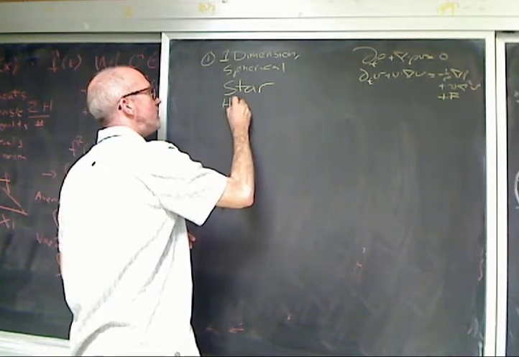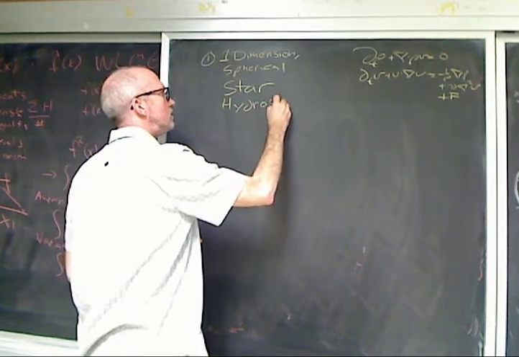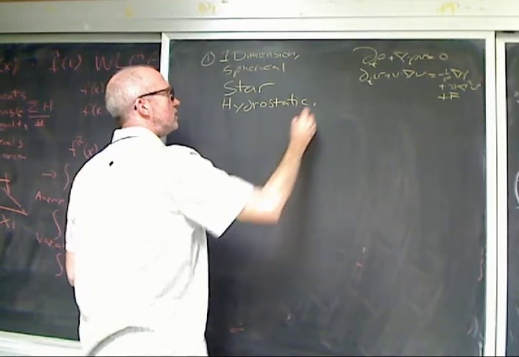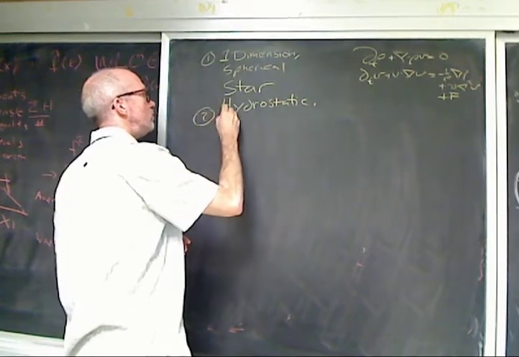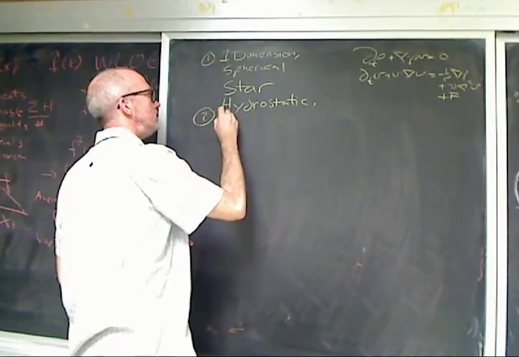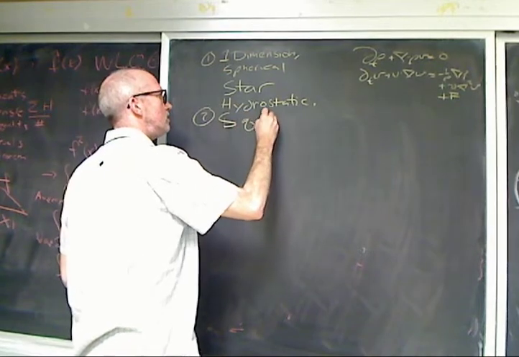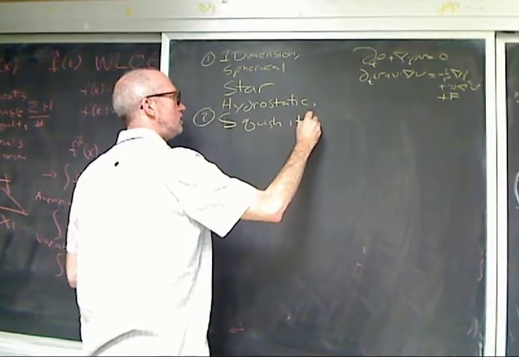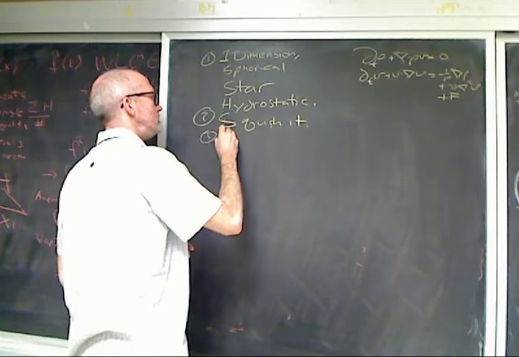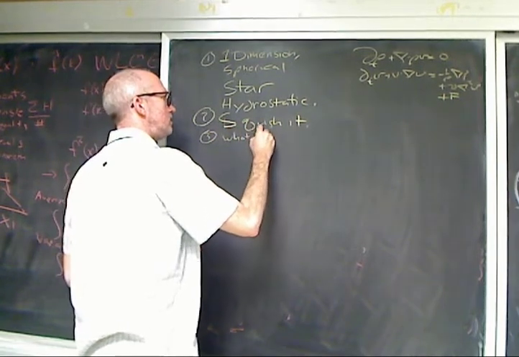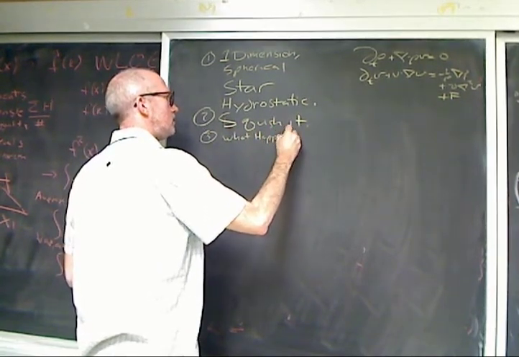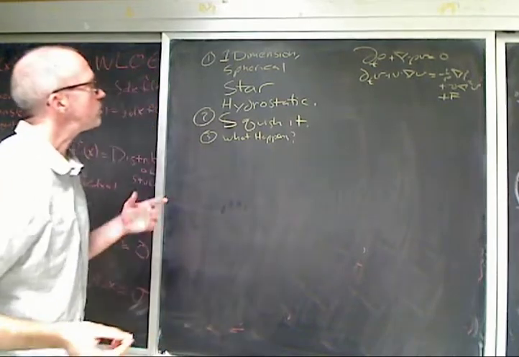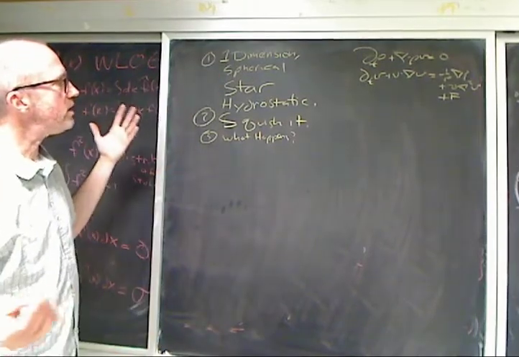in hydrostatic equilibrium. And then 2, we'll perturb it. We'll squish it a little bit. And then 3, we'll see what happens. So we start with our one-dimensional star. What's the equation for that?